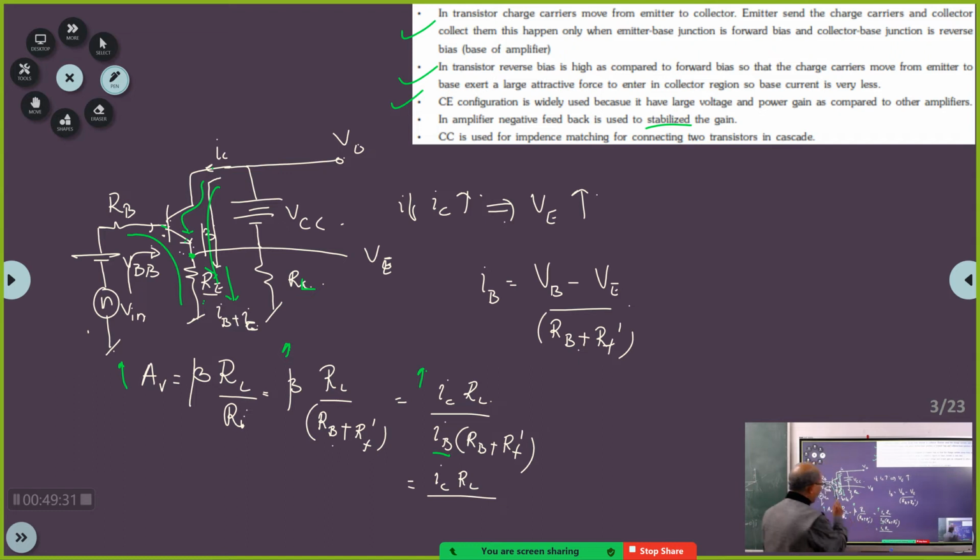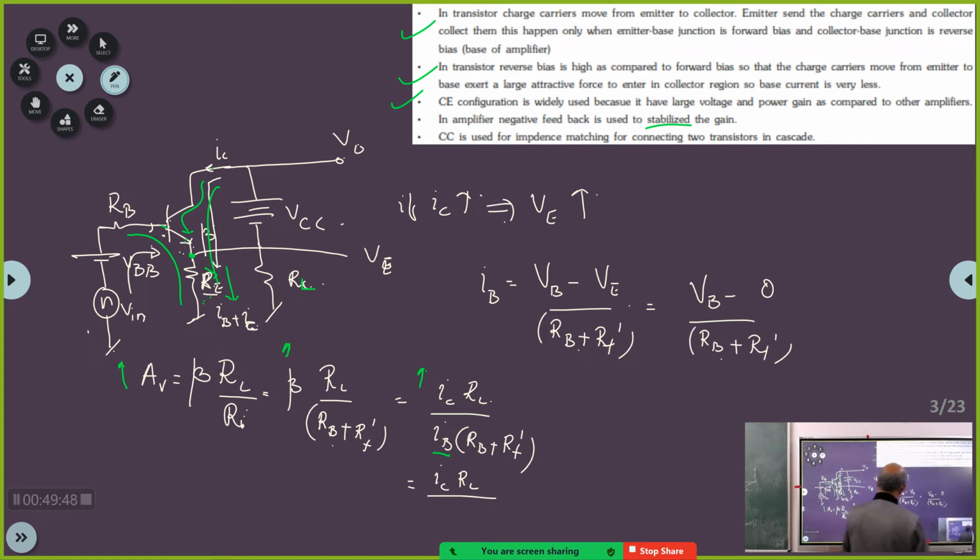Now if you add this RE, see, before adding RE, this was simply VB minus 0 divided by RB plus RF. And IC was simply equal to beta times IB. Got it? Yes, sir. So this is one situation.